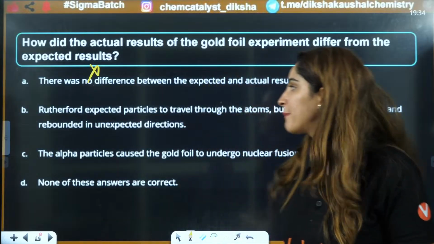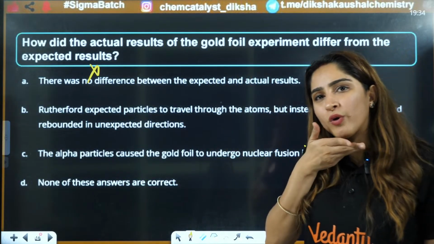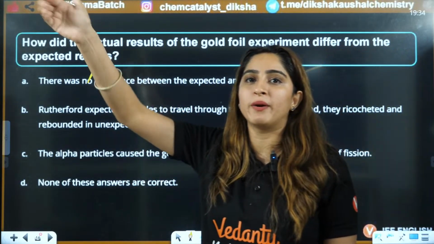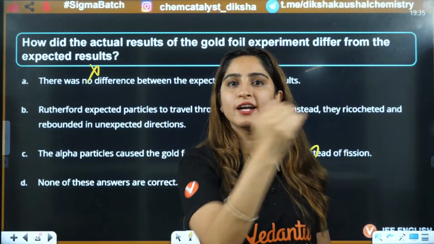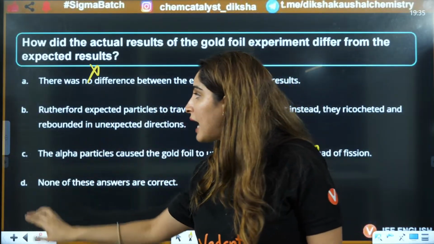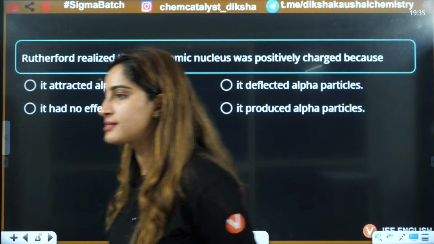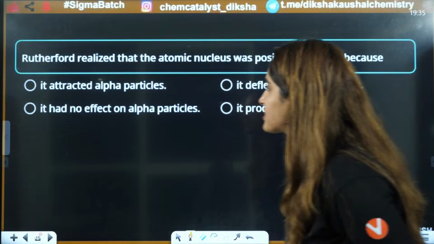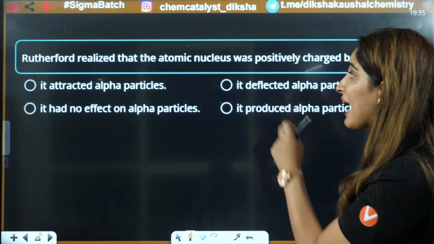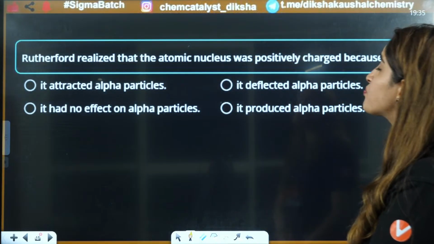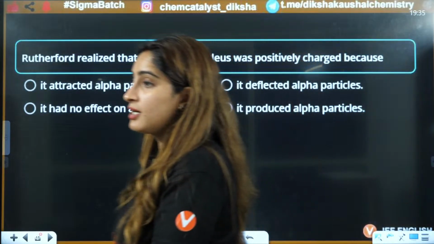So basically what happened? Rutherford expected that the alpha particles would move straight, but in reality, some were deflected, some were bouncing back. So that was the new thing. So D is the correct answer. Very good.